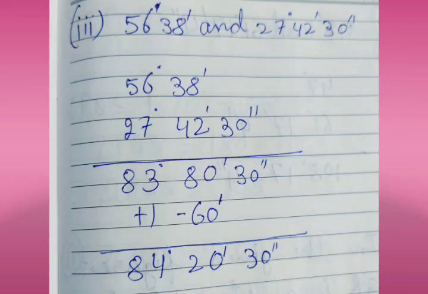But 80 minutes, we will subtract 60 minutes from 80 minutes. So we will get what? 20 minutes. And then 1 we will add with 83 degree. So when we will add 1, we will get what? 84. So the final answer will be 84 degree, 20 minutes and 30 seconds.